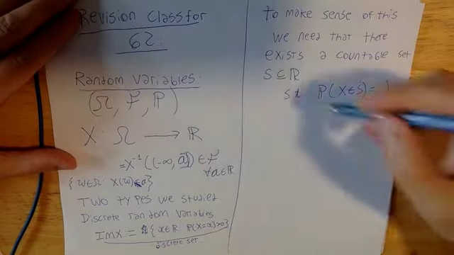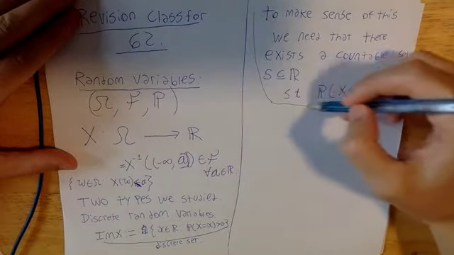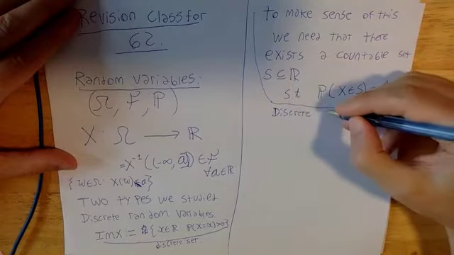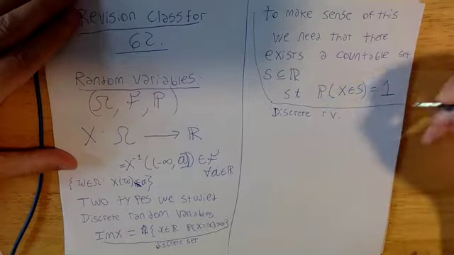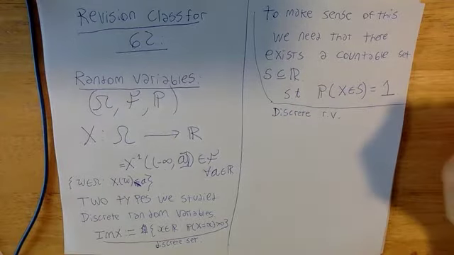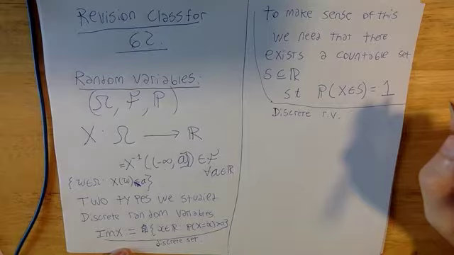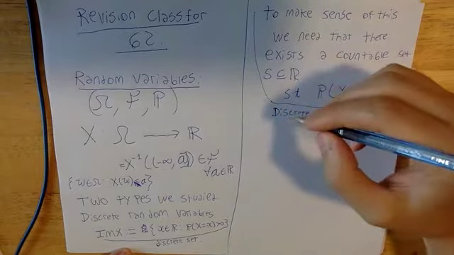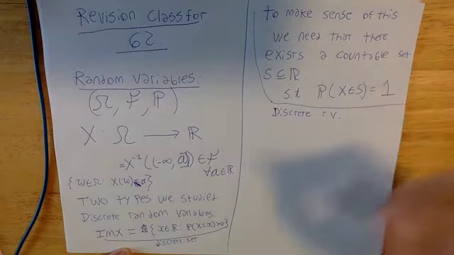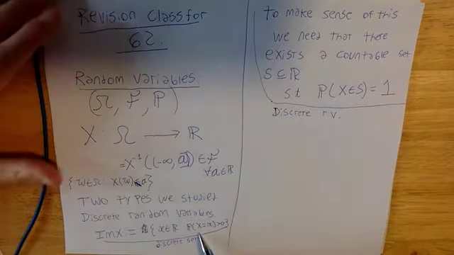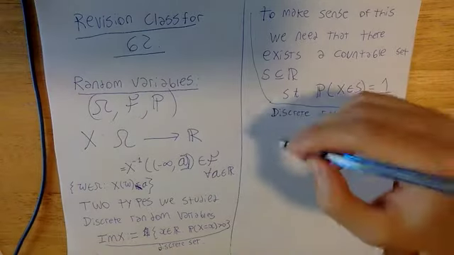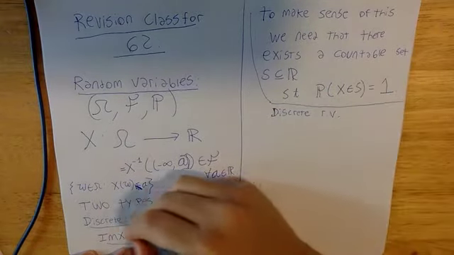So this is a discrete random variable. In this case, these random variables are completely defined by the value of the probability at each point of the image. On the other hand, we can also look at continuous random variables.